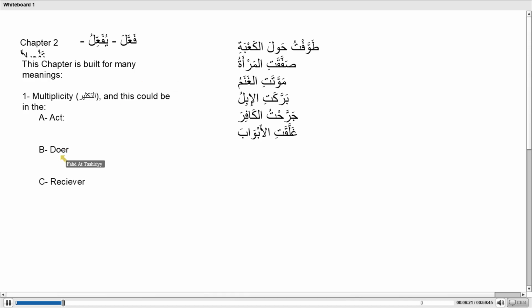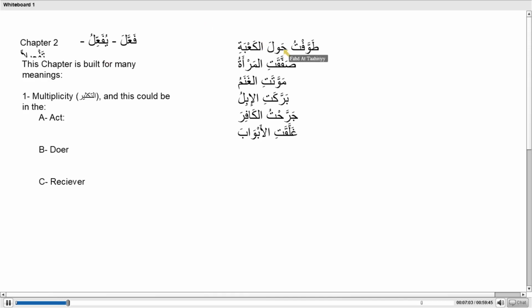Or the multiplicity could be in the doer. Yani you use this to show multiplicity in the doer, yani to show that the ones who have done this act are many. Understand? And the multiplicity could also be in the receiver. Yani you want to show that the ones who have received this act are plenty. واضح؟ And the context, it tells you what is meant.